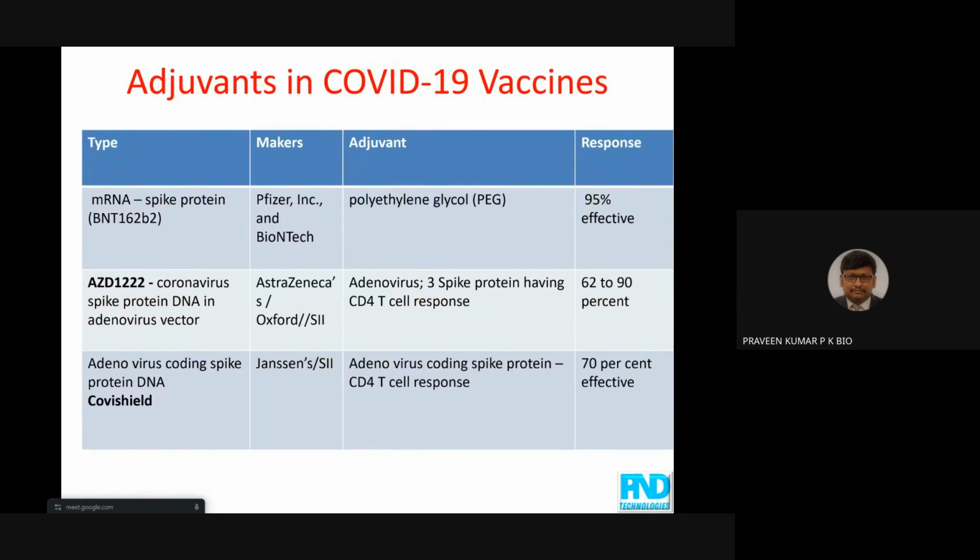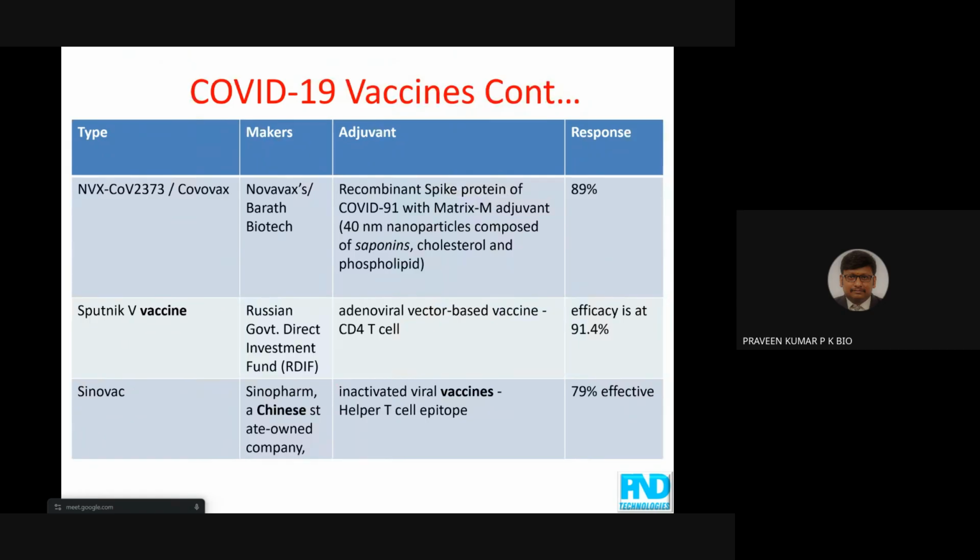Adjuvants in COVID-19 vaccines. We have so many vaccines, isn't it? In Covishield, an adenovirus coding the spike protein is used as an adjuvant. Of course, there is another component, and this component also acts like an adjuvant in Covishield. In Sputnik, again an adenoviral vector is used as an adjuvant.